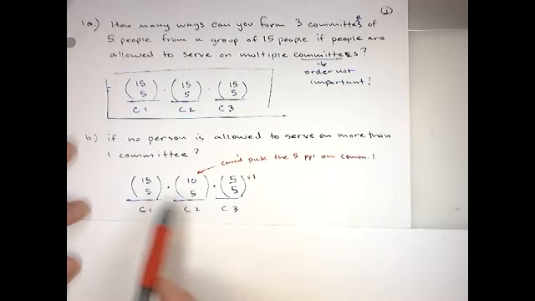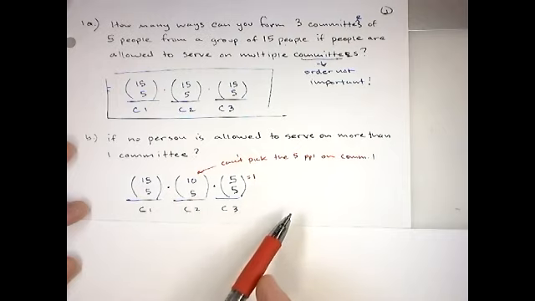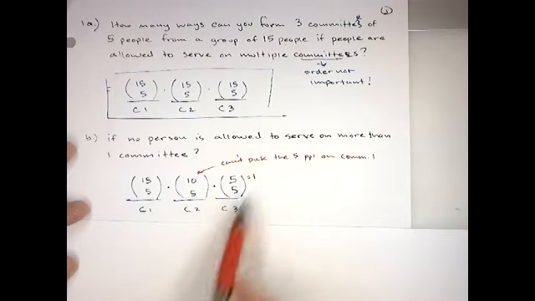And if you think about it, once you choose 5 people for committee 1 and 5 people for committee 2, there's only 5 people left in our group, and they're automatically going to become committee 3. But if you stick with combinations, then it would be 5 choose 5. How many ways are there to choose 5 people from 5 people?